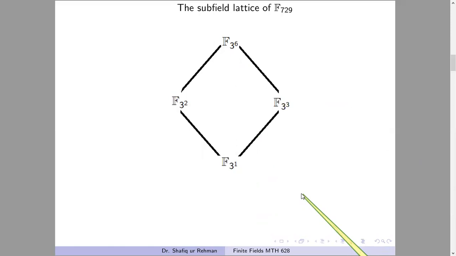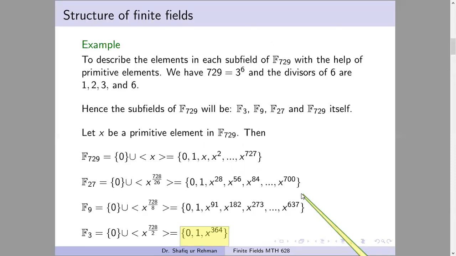the primitive elements. And if you have more time, you should practice this procedure by taking other examples. It's a good exercise to take many other fields and write their subfields and write their elements in this field. You will learn a lot by doing this.